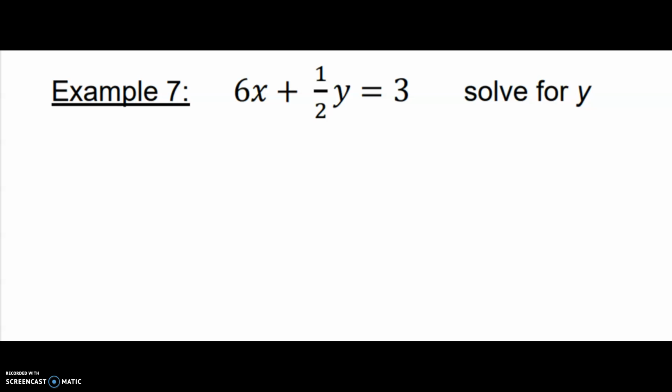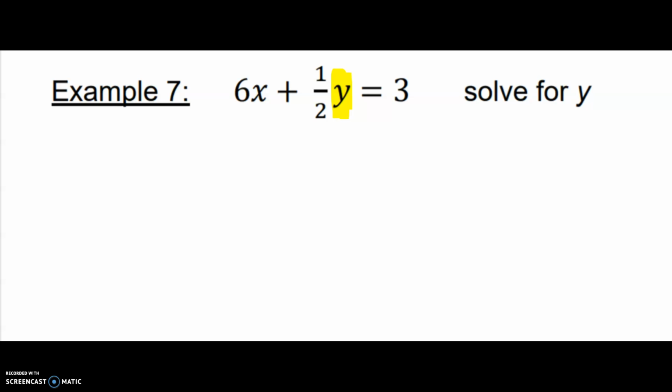Okay, let's look at a couple more examples. We're now down to example 7. This is 6x plus 1/2 y is equal to 3. We're still solving for the y. Oops, wrong color. There we go. So when we're solving this one for y, same thing.